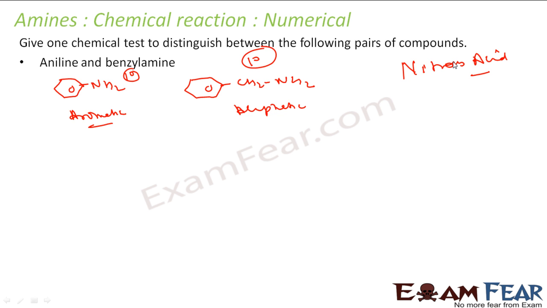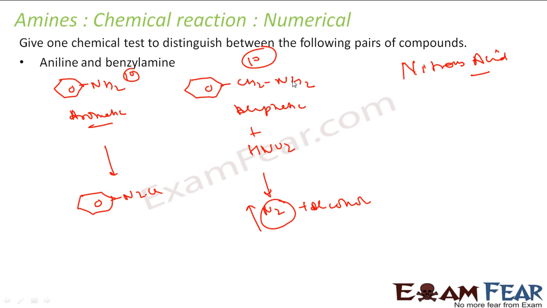So if you take benzylamine, it will form an unstable diazonium salt and it will give nitrogen gas. So if nitrogen gas is emitted, it is benzylamine. So when you react this with HNO2, it will give you an unstable salt and then nitrogen gas and alcohol. Aniline will give a stable compound, C6H5N2Cl, so there will not be any nitrogen gas. If nitrogen gas comes out, that means it is an aliphatic compound, that is benzylamine.